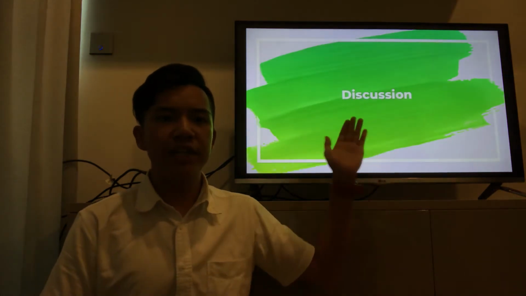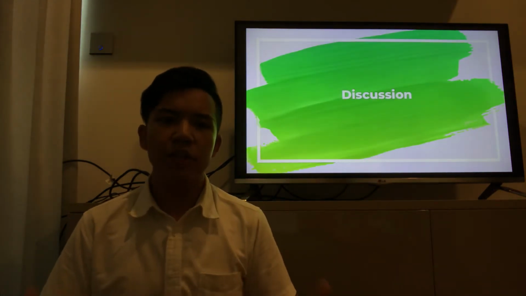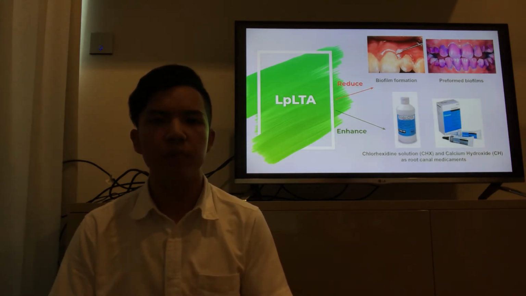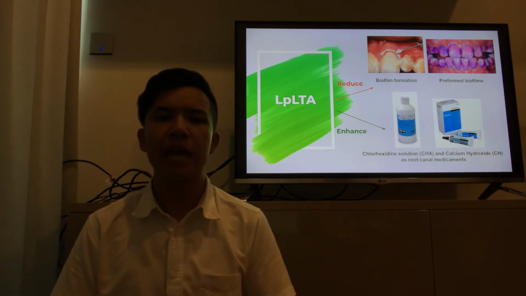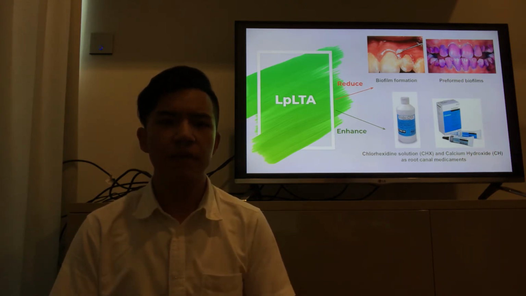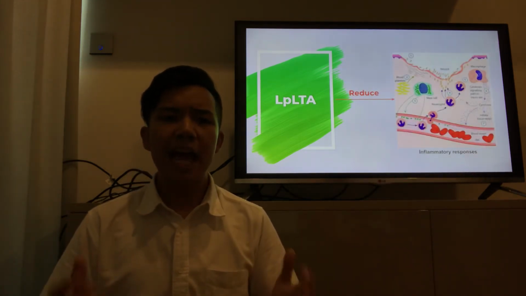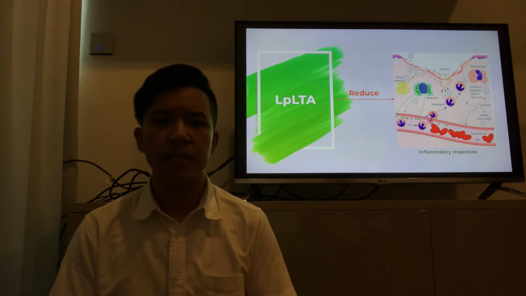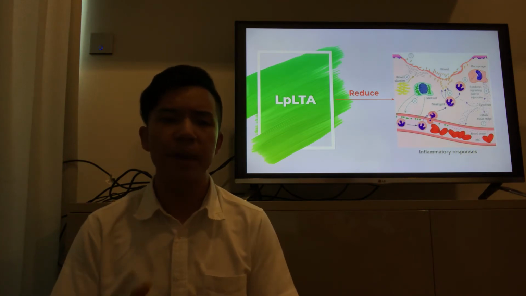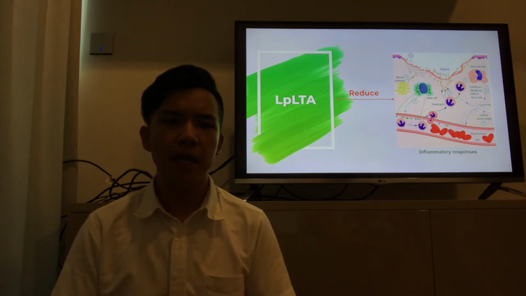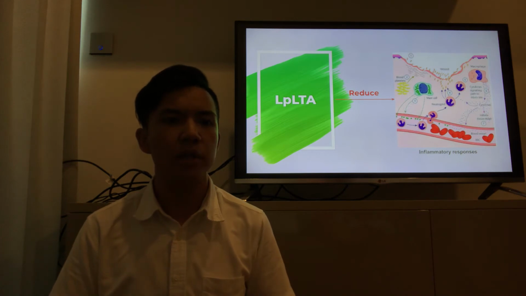Now we are moving to the discussion. LP-LTA has the ability to reduce multi-species biofilm, both new biofilm formation and existing biofilms, in a dose-dependent manner, and it also enhances the ability of chlorhexidine digluconate and calcium hydroxide. LP-LTA has been suggested to play a role in anti-inflammation, so researchers believe that LP-LTA not only enhances those two intracanal medicaments, but it may also reduce inflammatory response.